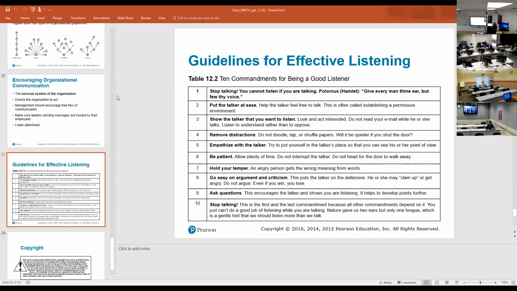Hold your temper. Be easy on the arguments and the criticism that causes people to clam up. Ask questions. And then again, look at number 10. There's the shut up again. Okay? Stop talking. It says it's the first and the last commandment because all other commandments depend on it.